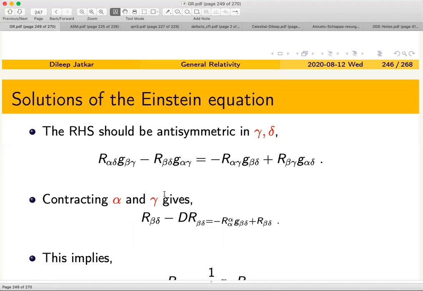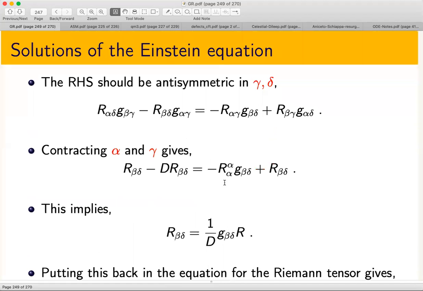Okay. So what you actually get is that from here you can further contract alpha and gamma to get an equation which is R beta delta minus D times R beta delta is equal to R alpha alpha, which is a scalar, times G beta delta plus R beta delta. That is the equation that you will get by doing a contraction of alpha and gamma. There was a typo in the equation, that's why it was not looking good.